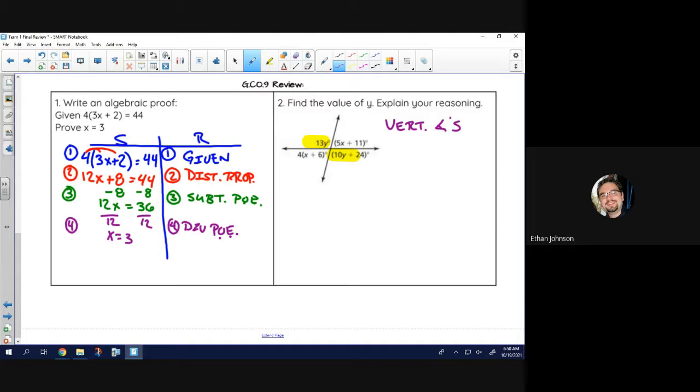And I know vertical angles are congruent, so I can say 13y equals 10y plus 24. So I'll subtract 10y from both sides. So 3y equals 24. And I'll divide 3 from both sides. y equals 8.